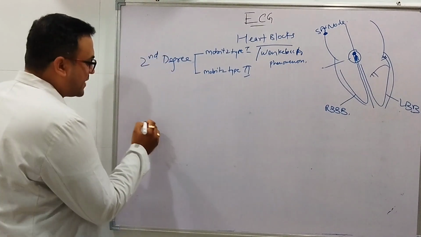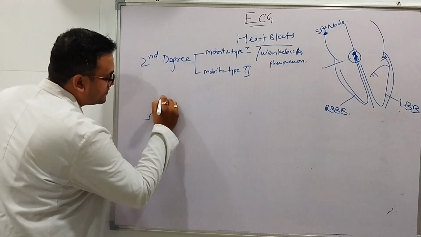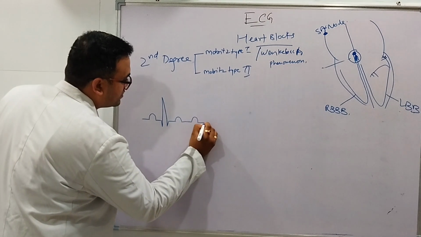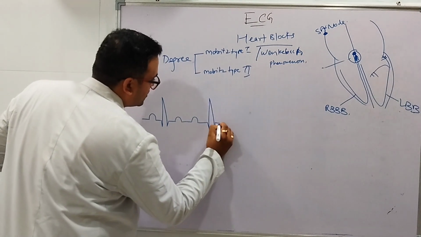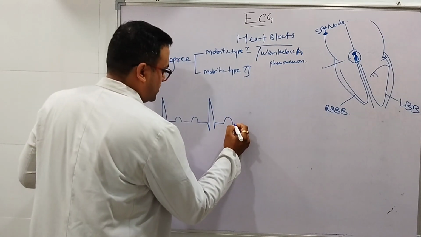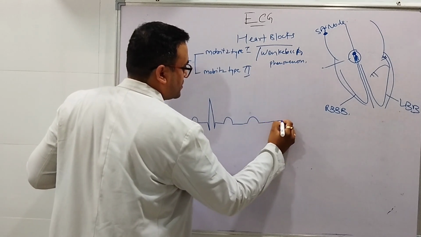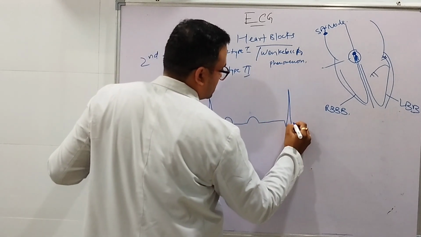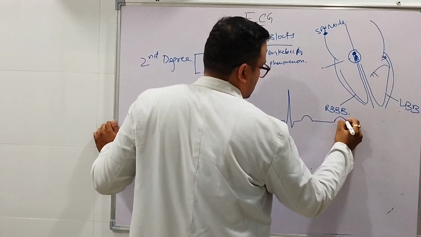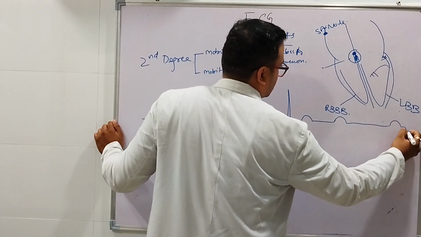So what happens in Wenckebach phenomenon? There is a progressive widening of the PR interval until one P is not conducted, and again the same thing starts.